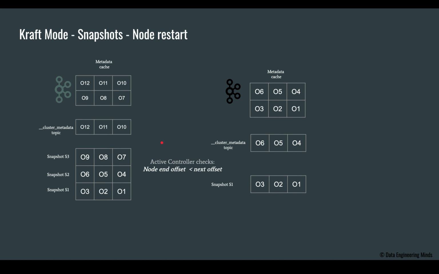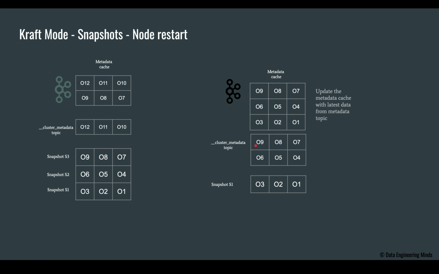So now the active controller will check which snapshot contains the relevant data required for this node. It finds out that S3 contains the data starting from offset number 7. Hence, the active controller will return the snapshot ID S3. Now, this node will load all the data contained inside S3 into its metadata topic. Once it finishes committing this data into its metadata topic, it then loads this data into its main memory, that is the metadata cache.